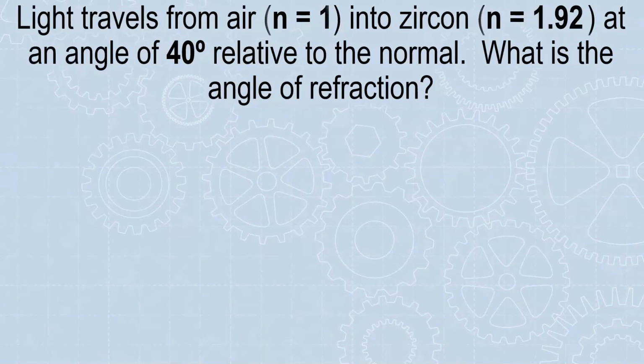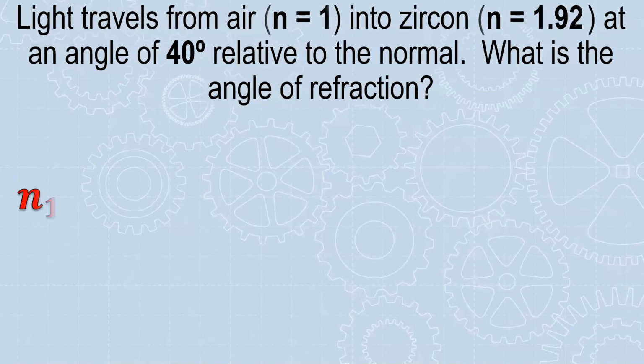If you have to solve for an angle, it's more challenging. Let's say that light travels from air, which has an index of refraction of 1, into zircon, which has an index of refraction of 1.92, at an angle of incidence of 40 degrees relative to the normal. What is the angle of refraction?